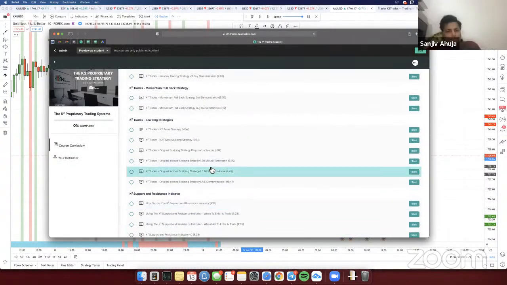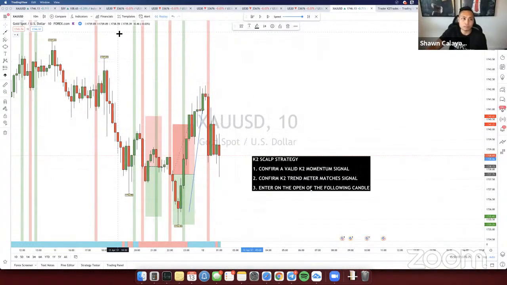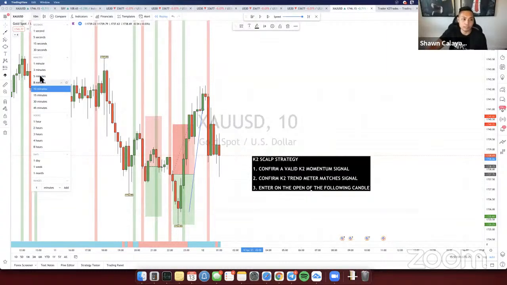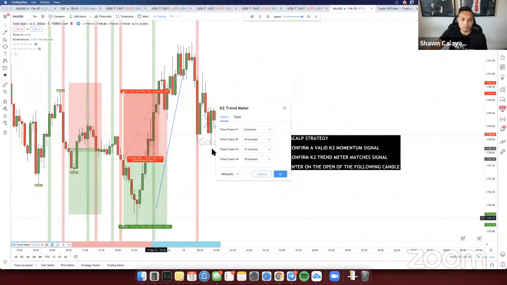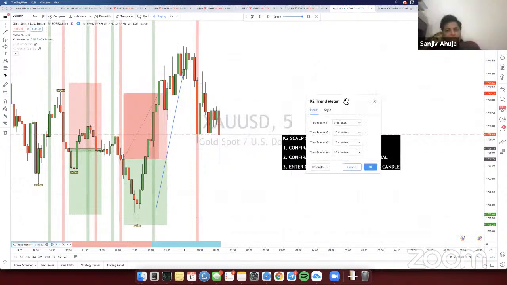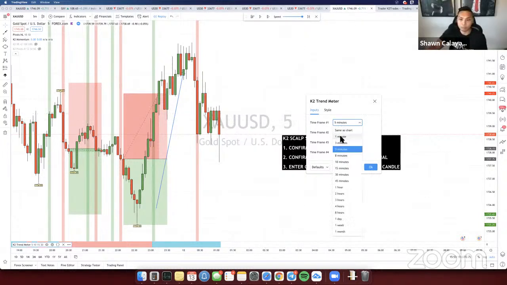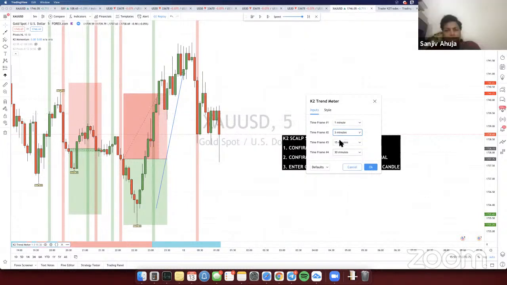This one here, you can do it on the 30-minute or 5-minute. I showed you on the 10-minute, but it doesn't really matter which one you want to apply it on. If you want to apply it on the 5-minute, you can do that too. You will just change the trend meter settings down here. So instead of having it at 5, 10, 15, 30, since it's shorter, you can put that at maybe 1 minute. 135, yeah, exactly.